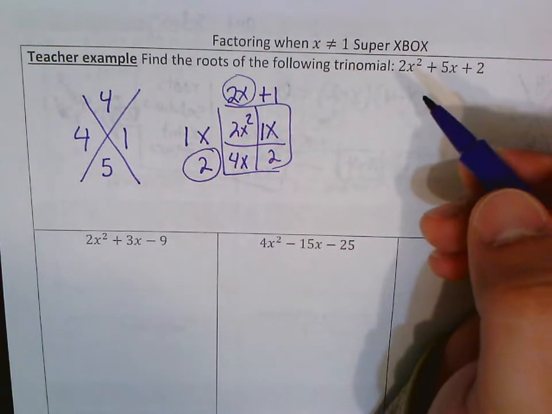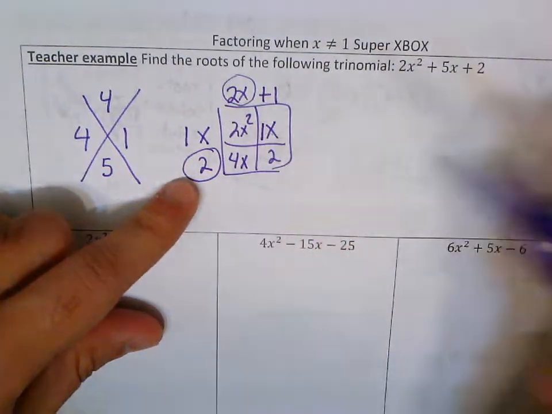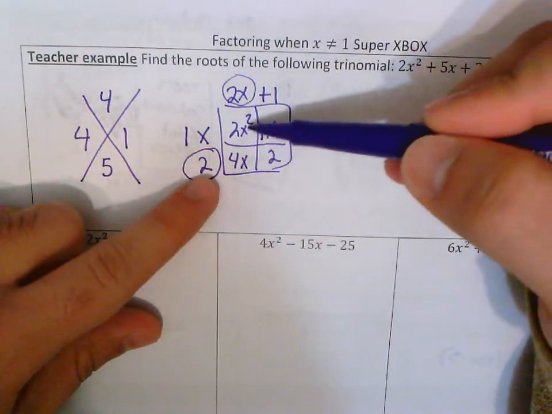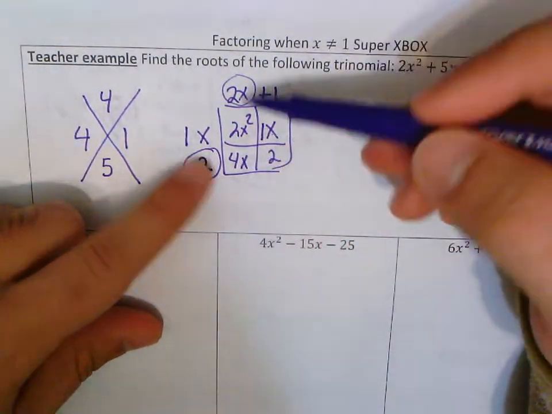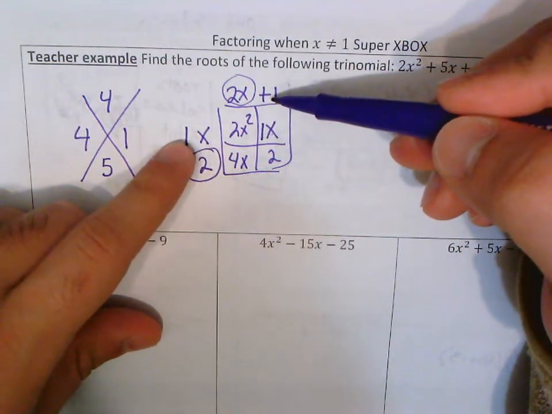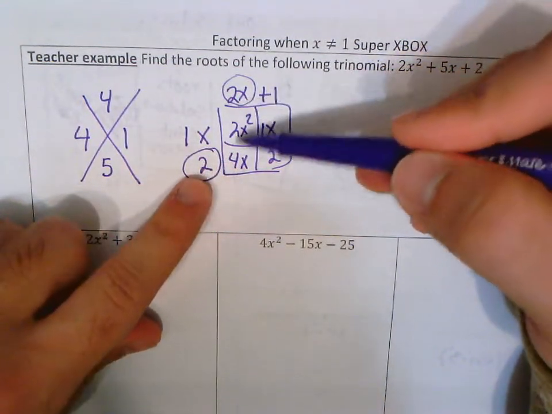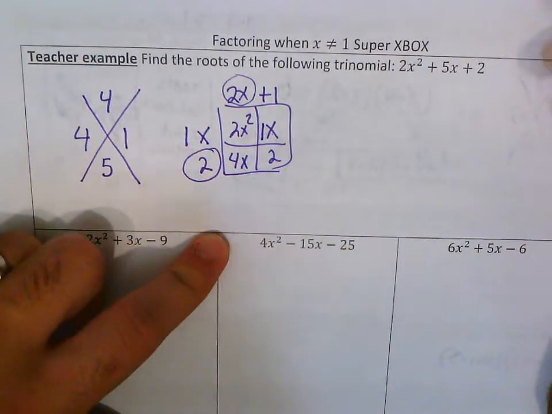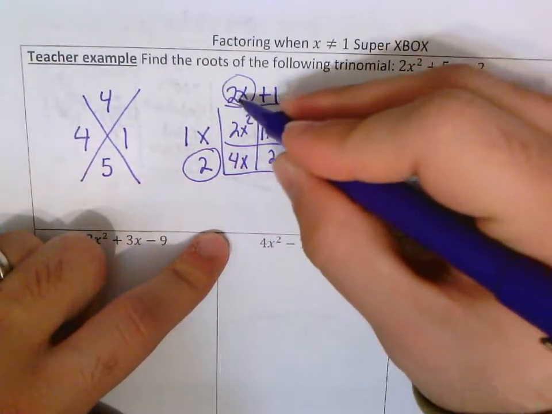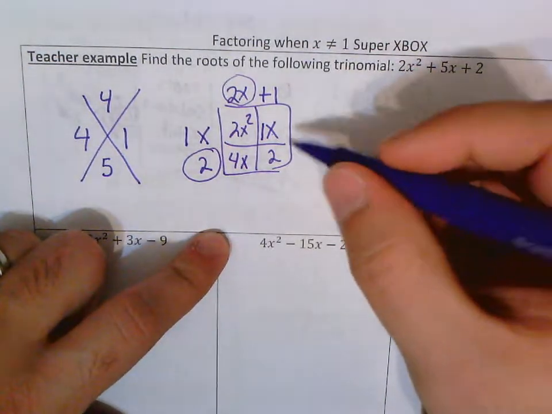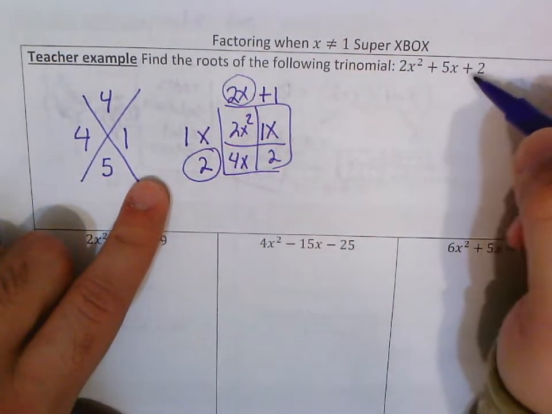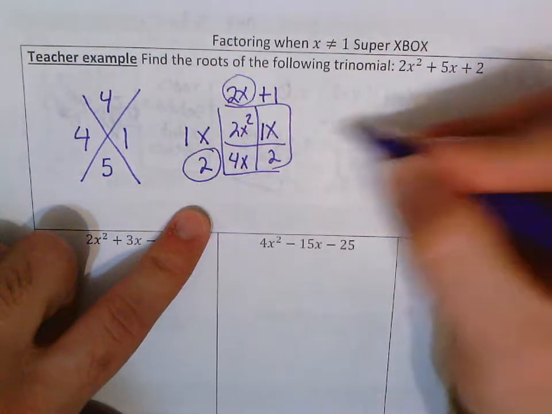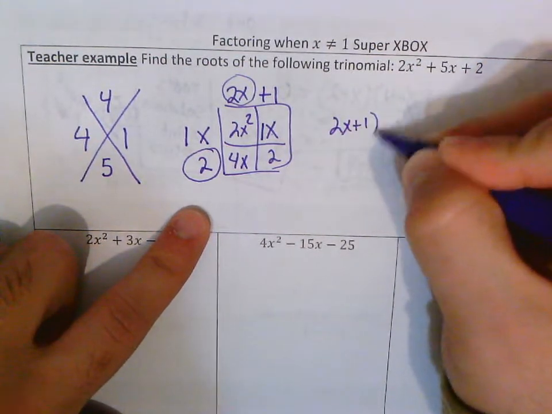Okay. Now, after I found these numbers, I want to make sure that they work for every single box. 2x times x is 2x squared, 1 times x is 1x, 2x times 2 is 4x, 1 times 2 is 2. So it works for everything. So I'm pretty positive that these are the factors of 2x squared plus 5x plus 2. So I'm going to write them as a product of binomials.